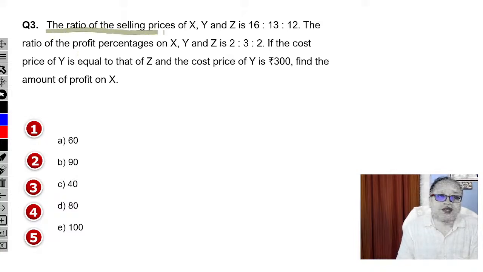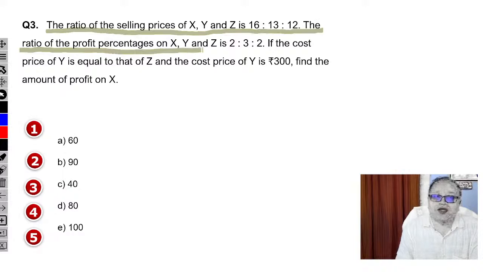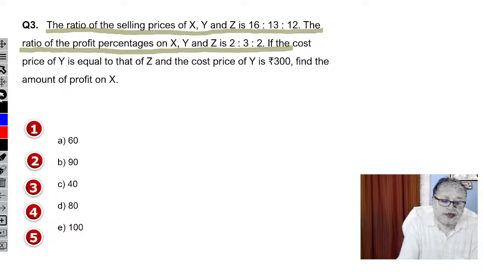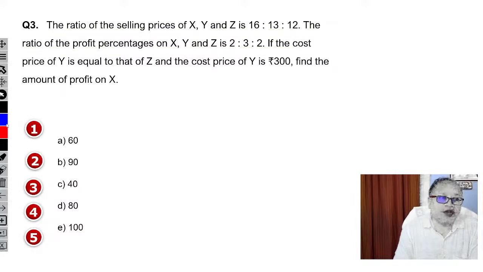The ratio of the selling price of X, Y, and Z is 16:13:12. The ratio of the profit percentage of X, Y and Z is 2:3:2. If the cost price of Y is equal to that of Z, which is equal to 300, it's a very important sentence, then find the profit of X. How do we do it?